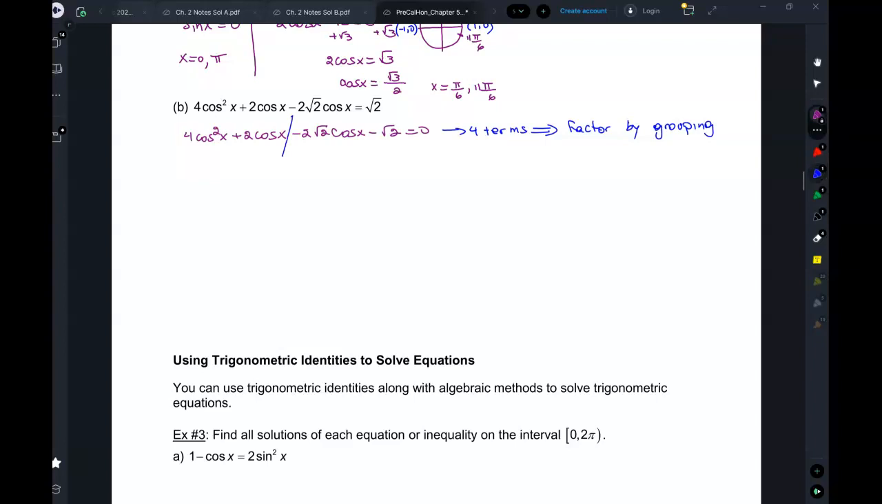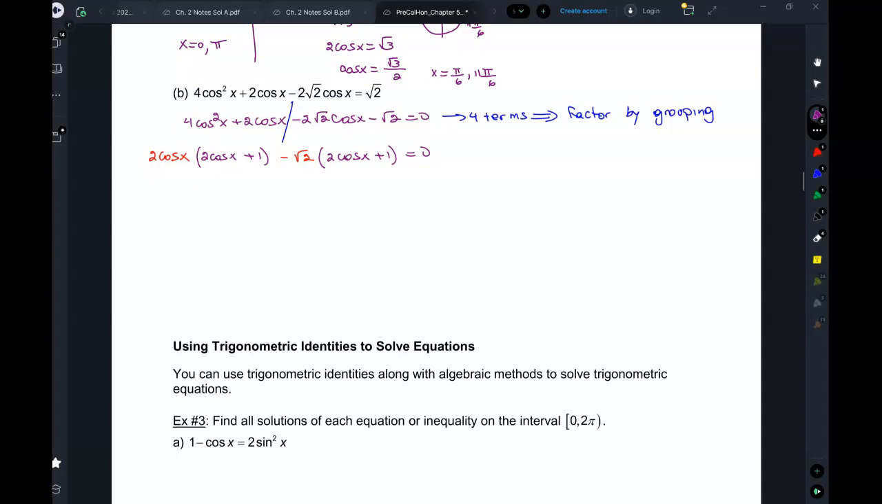From the left-hand side, what can we factor out? 2 cosine x. And I get 2 cosine x plus 1. And then from here, what can I factor out? Minus root 2. And I get 2 cosine x plus 1. Oh my God. Same thing.